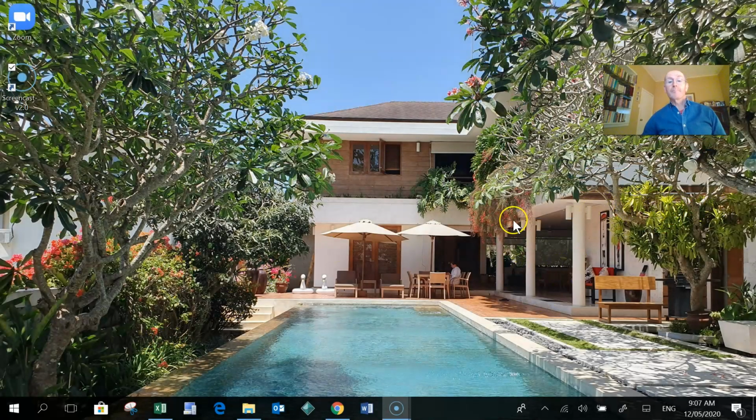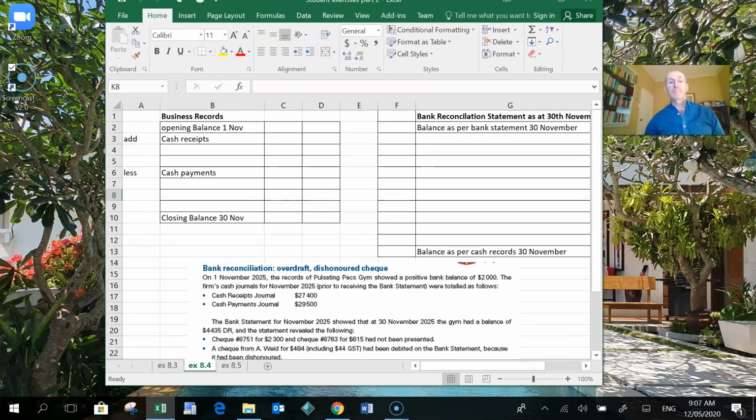Another little background shot of my brother's place in Bali. Oh, I so wish I was there.